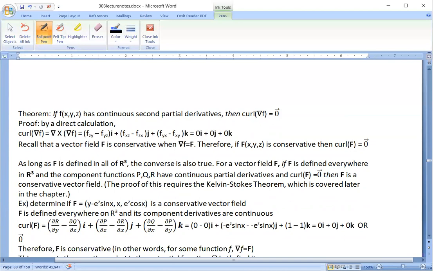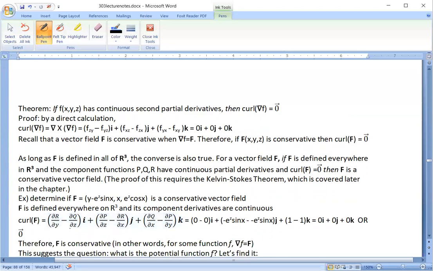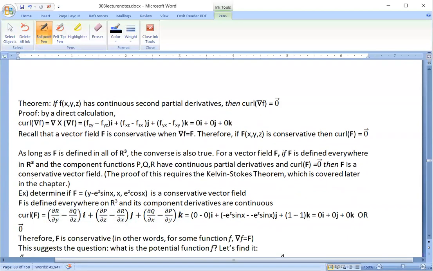Okay. Now, what I've said is that if a vector field is conservative, it has this function f, which we call the potential function. This suggests a question. What is that function? Let's find it. So as I start this, let me mention there are several ways in which we can figure out what the function f is. I'm giving to you what I think is the most straightforward and easiest to do. So let's take a look.